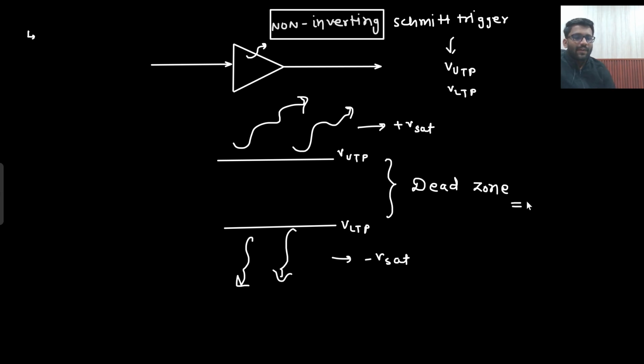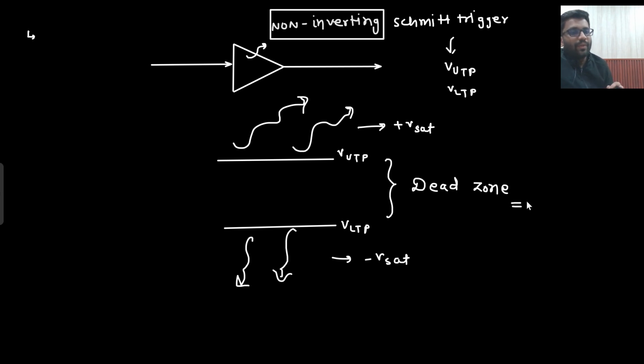Say yes or no. Okay. So this is the conclusion of your non-inverting Schmitt trigger. This should be there in your mind. Non-inverting Schmitt trigger means for a higher input value it will give higher output, lower value it will give lower output. In between there is a dead zone.